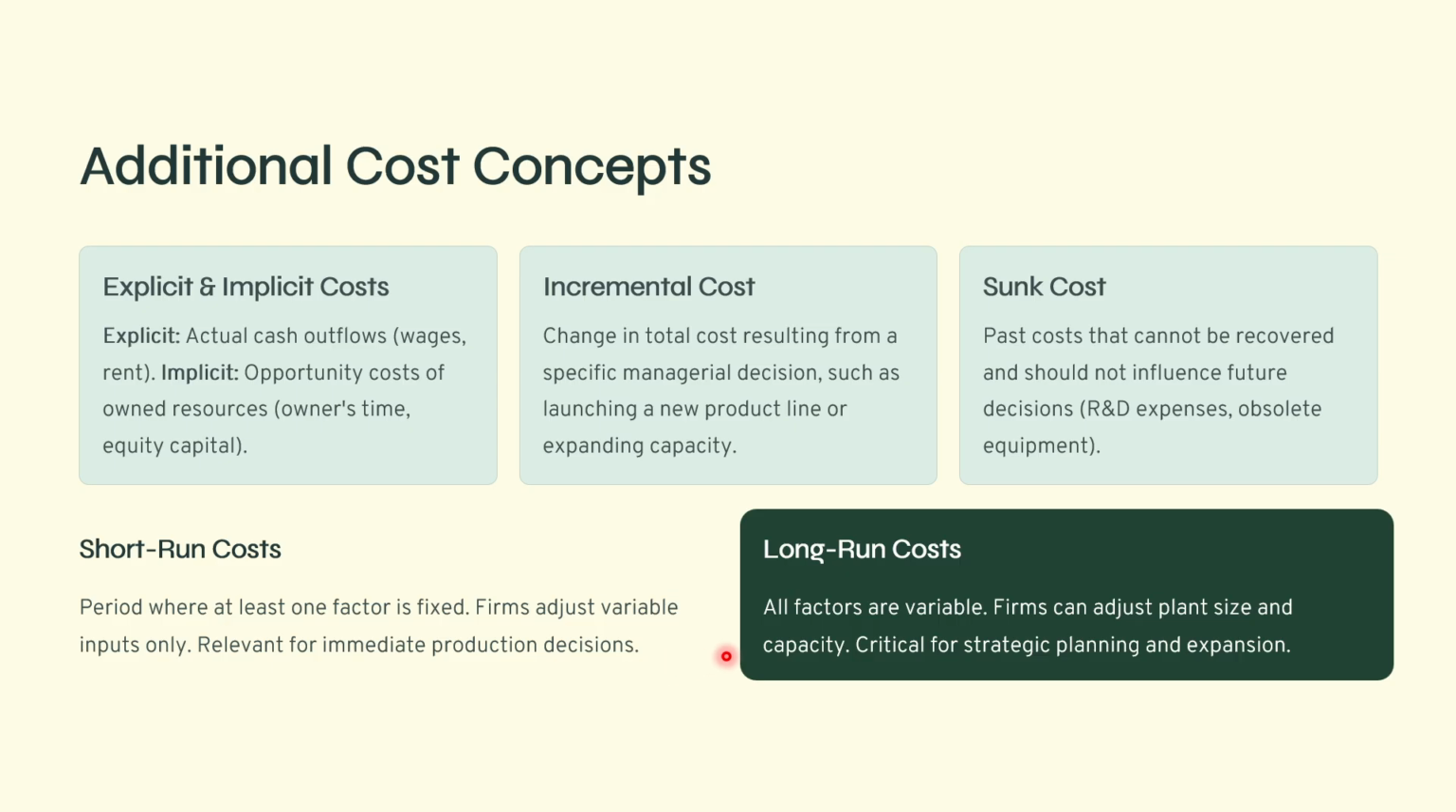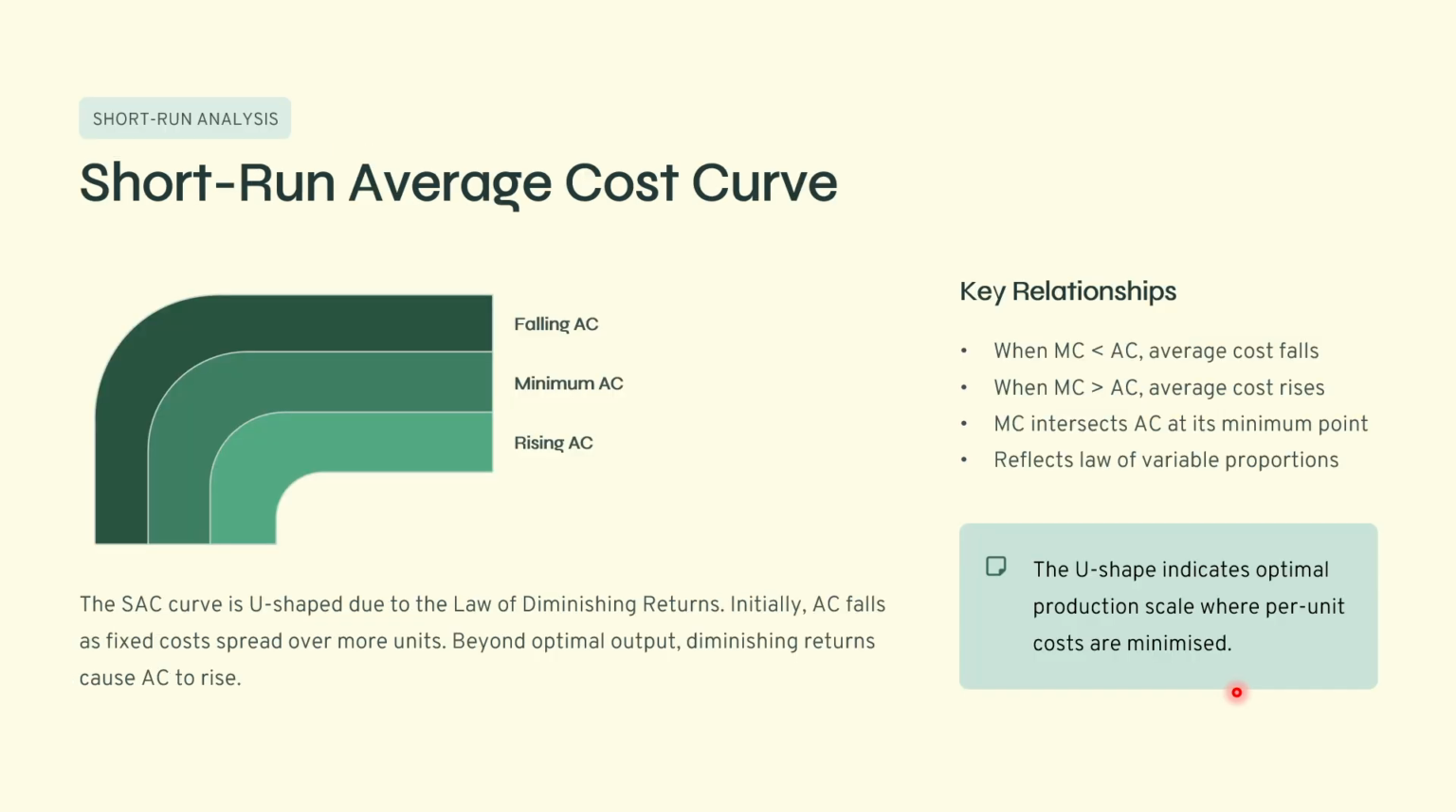So long run costs are where all factors are variable. Firms can adjust plant size and capacity, which is critical for strategic planning and expansion. This is the additional cost concept. Whereas short run averages include falling average cost, minimum average cost, then rising average cost. Just go through this one.